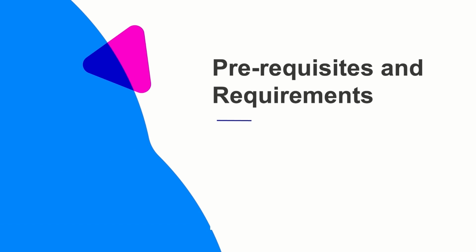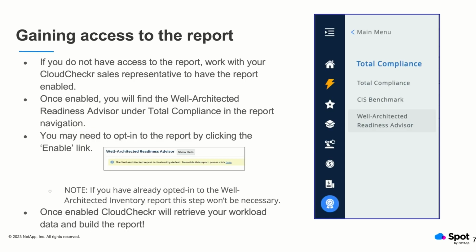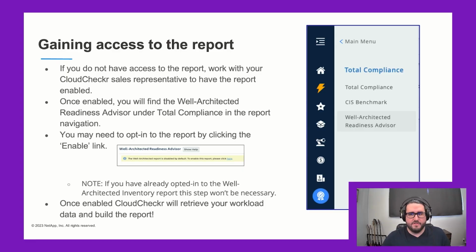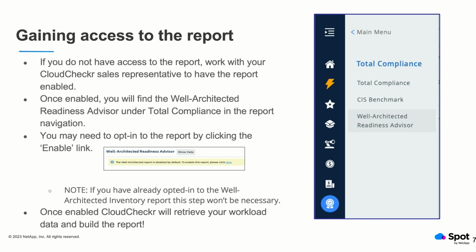Now, for prerequisites and requirements, you need to be using the well-architected tool. If you don't have access to it in the CloudCheckr, just reach out to your sales representative or technical account manager to have the report enabled. Once it's enabled, you'll find the Readiness Advisor under the total compliance in report navigation, as we see on the right side of the screen here. And you'll need to opt into the report by clicking the Enable link. If you've already done this, this step isn't necessary. Once enabled, CloudCheckr will retrieve your workload data and build the report.